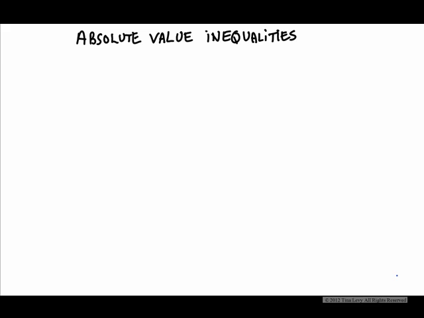We're now going to do absolute value inequalities. So we'll refresh our mind with the equation absolute value of x is 3. This is telling us that the distance from 0 is exactly 3 units.